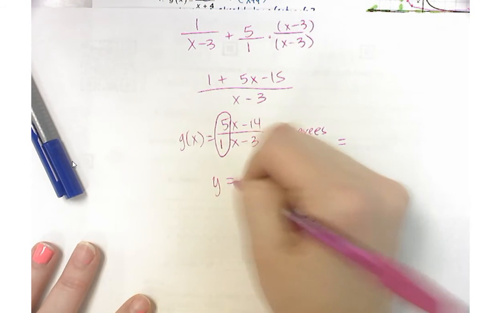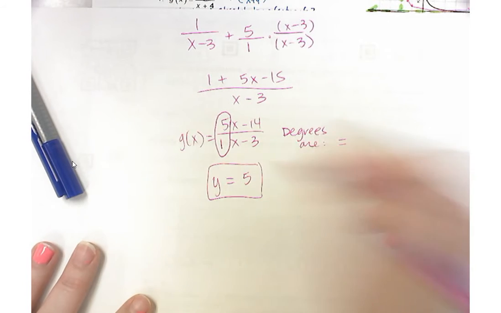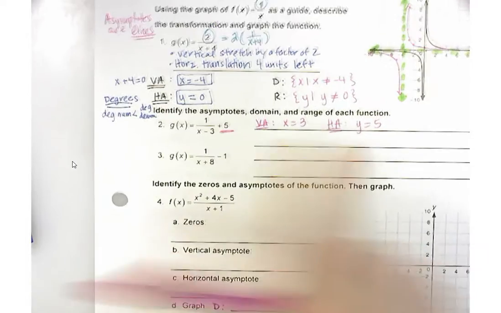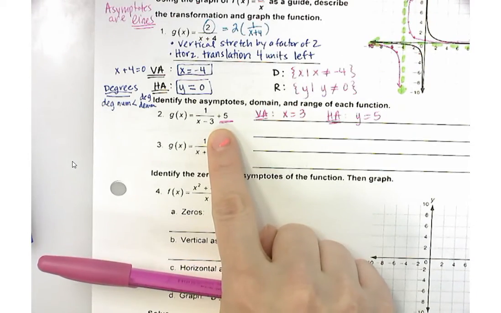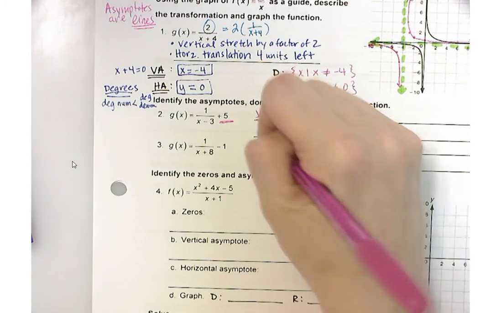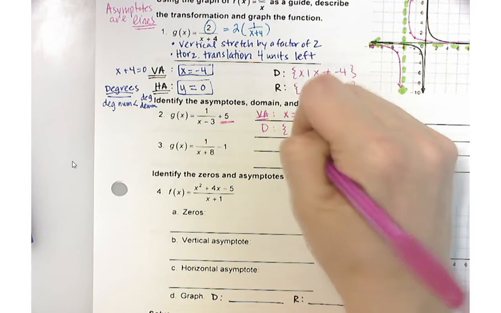And then your domain is going to be all values of x such that x cannot be 3. Your directions will say to write this in set builder notation, so make sure you know how to write that properly in set builder notation.